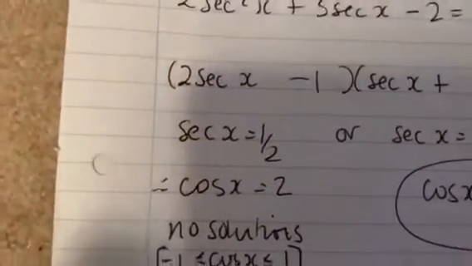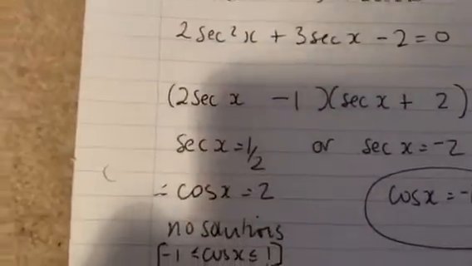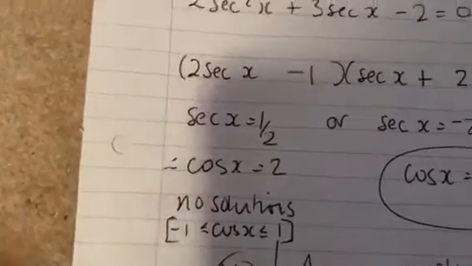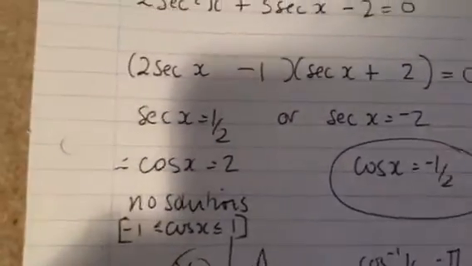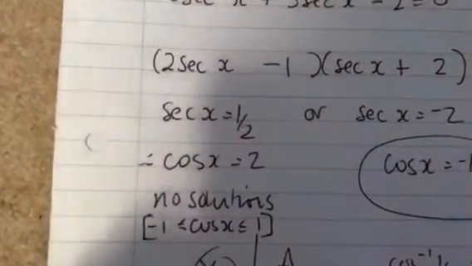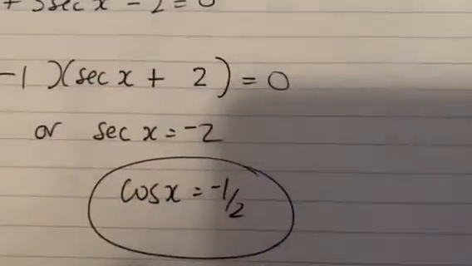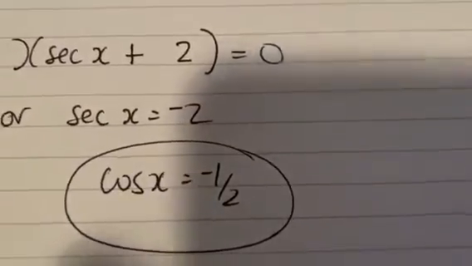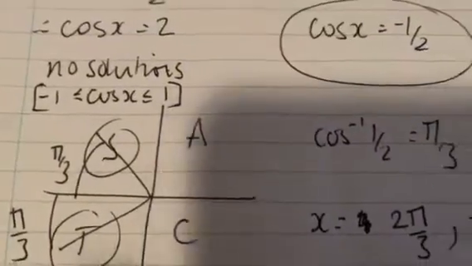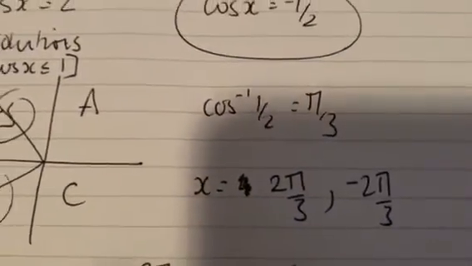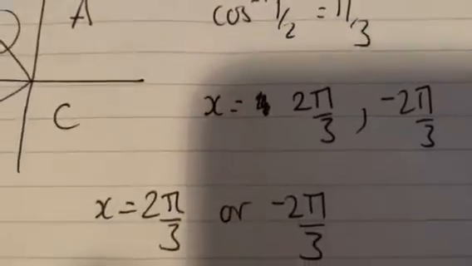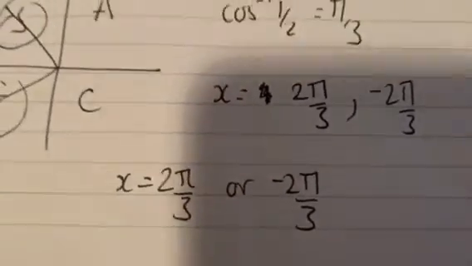Now, in the past, it's been enough just to say cos x equals 2, no solutions, but we think that you may have to justify that. There's no solutions because cos x lies between 1 and negative 1. So you're going to go with cos x is minus a half. Your solutions for that range are going to be 2 pi over 3 and minus 2 pi over 3.